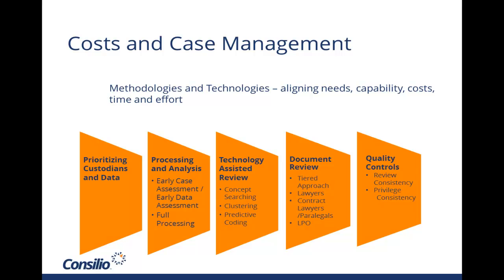Yeah. I'm looking at the slide now: methodologies and technologies, aligning needs, capability, cost, time and effort. And this has kind of moved on to the next stage. So we're in a situation where we've got a firm handle on the volume and types of data that's involved in the matter. How do you go about assessing which technology is going to give you the best result in reducing the volume of documents for review? Is that a different assessment each time, or do you use your favorite tools and methodologies over and over again? What's your view there, Marla?